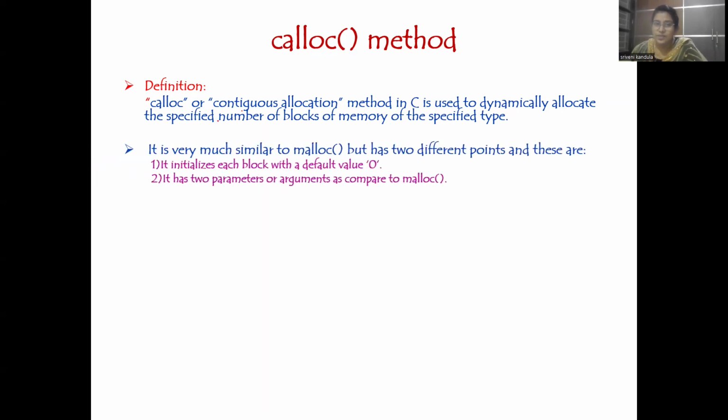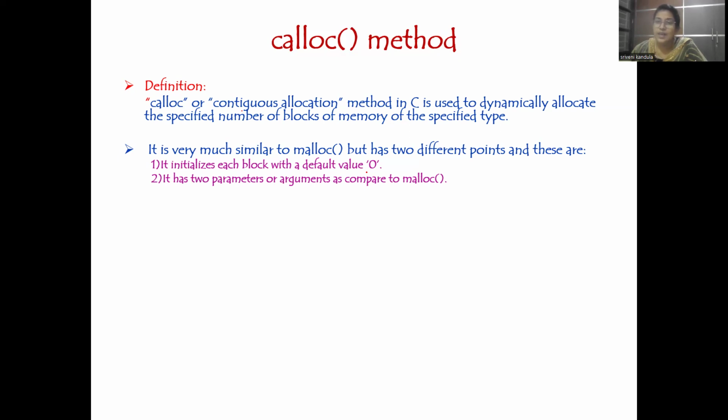And it is very much similar to the malloc method, but the difference is whenever you are allocating memory dynamically using calloc, by default it will be initialized with a default value of 0. Earlier, we have seen when you are using malloc for memory allocation, what will be the default initial value? The block will be initialized with a garbage value. But here, each block will be initialized with a default value of 0.